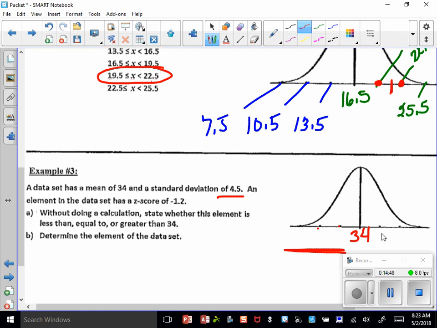the mean? It's going to be less than the mean. Okay, because these numbers have to be subtracted. You have to subtract 4.5. So these numbers here will be smaller than the mean. Okay, so we're going to put less than for that.